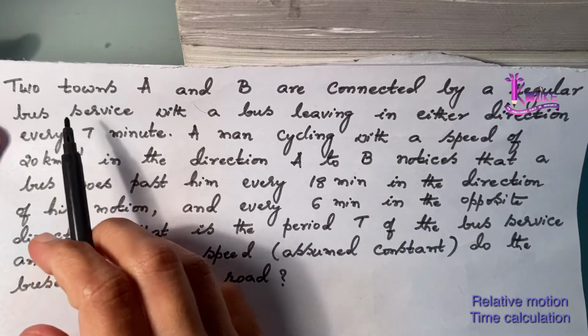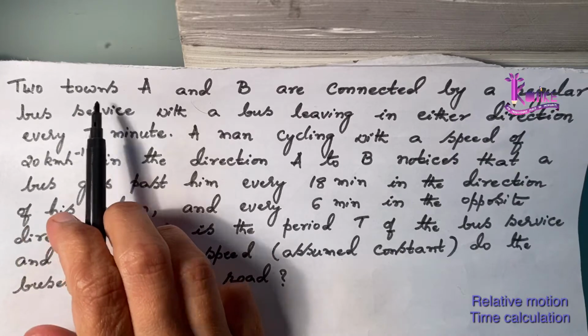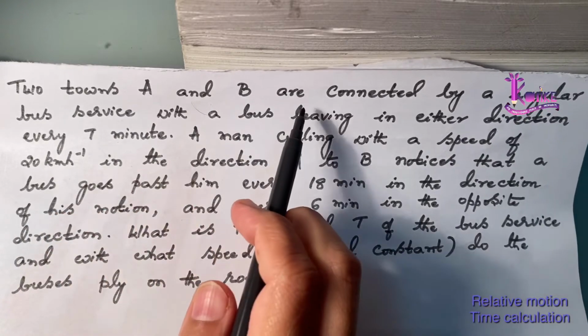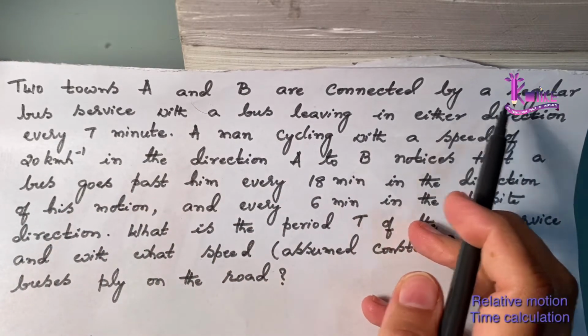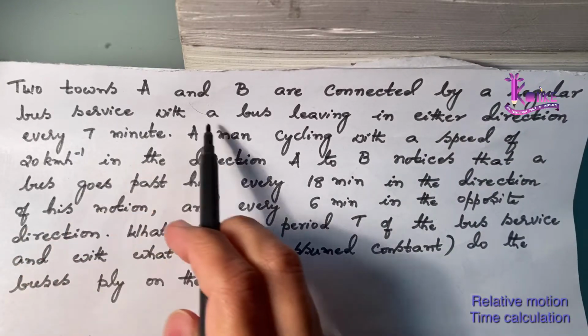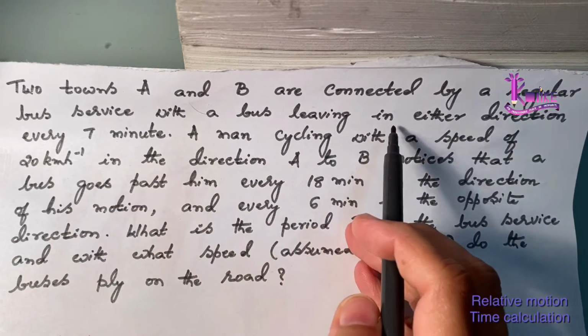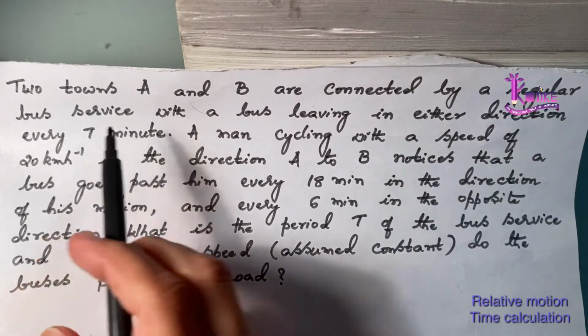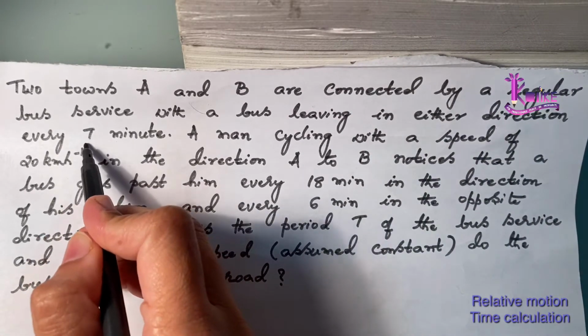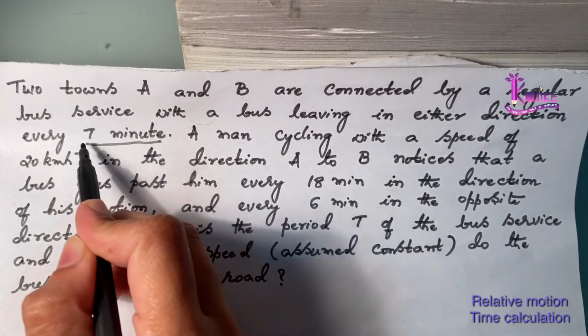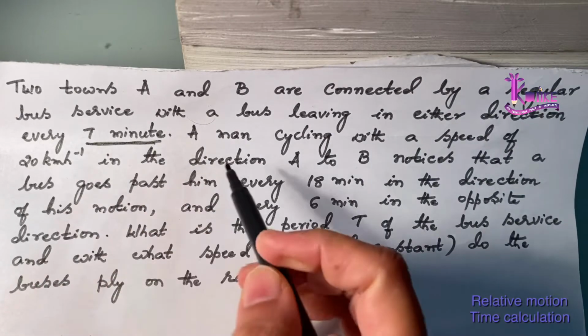Well, the question reads: two towns A and B are connected by a regular bus service, with a bus leaving in either direction every t minutes. So time is given, it says t minutes, it's given in minutes.